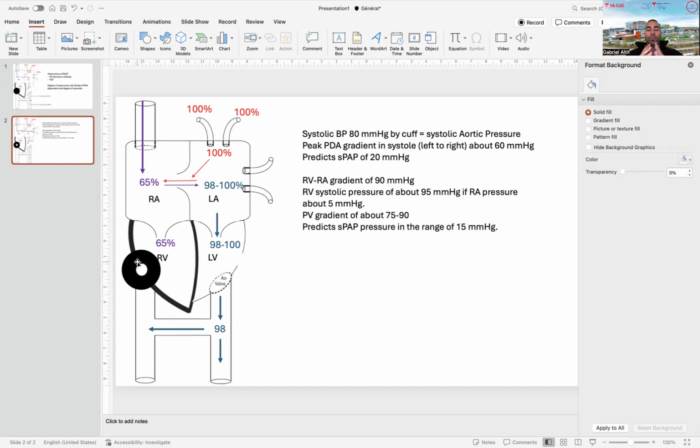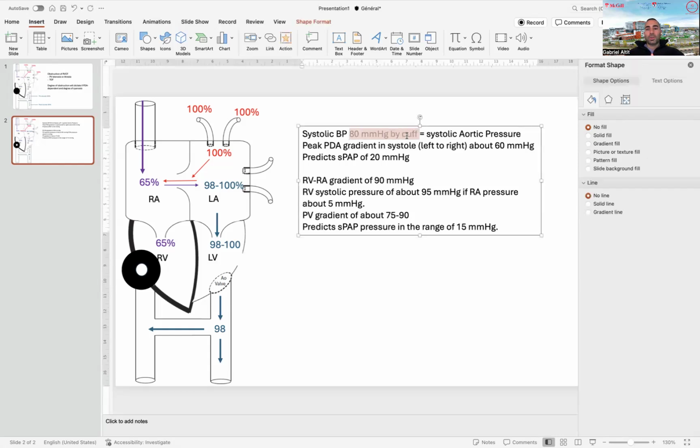So the other thing I wanted to go for is that, obviously this is an important finding to potentially eventually address through balloon valvuloplasty, balloon dilatation of the valve, to prevent eventually RV failure and RV remodeling. But if we would go through the dynamic of the echo to try to understand, well, does this patient have signs of high pulmonary arterial pressure despite this RV outflow tract obstruction? Well, first of all, we know the systolic BP is 80 millimeters of mercury by cuff, which represents the systolic aortic pressure.